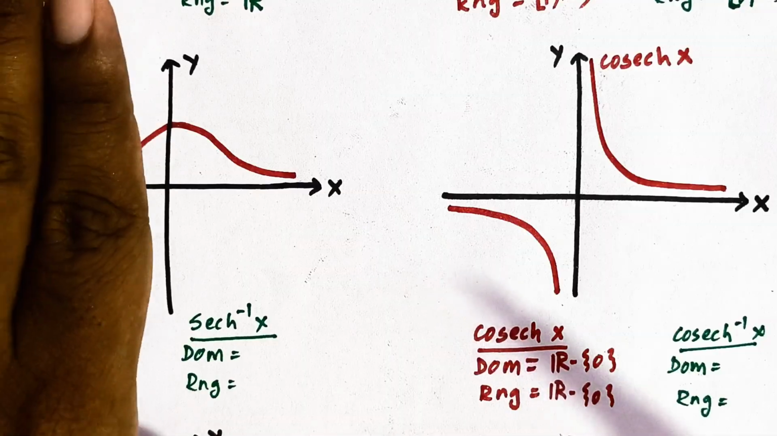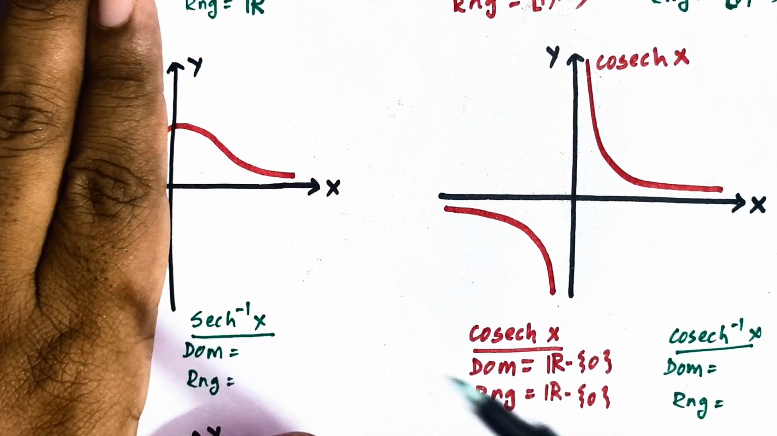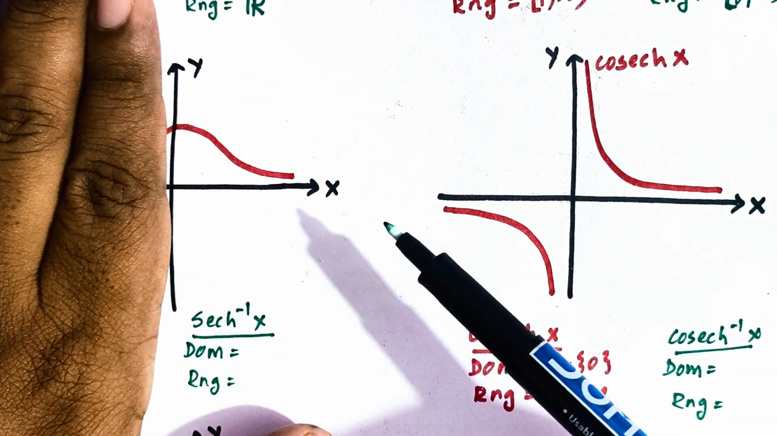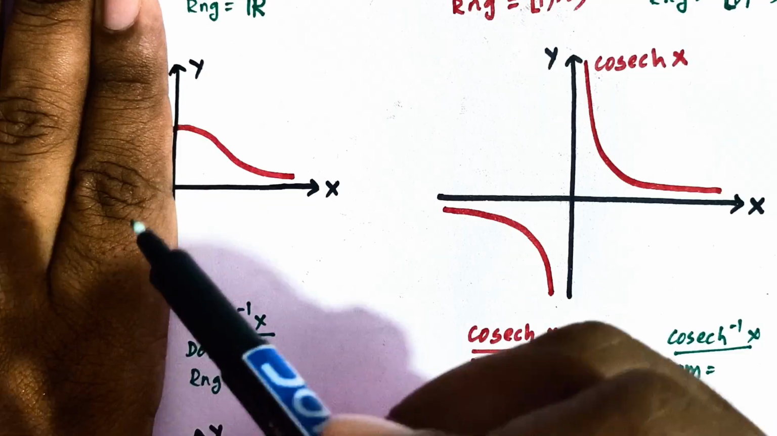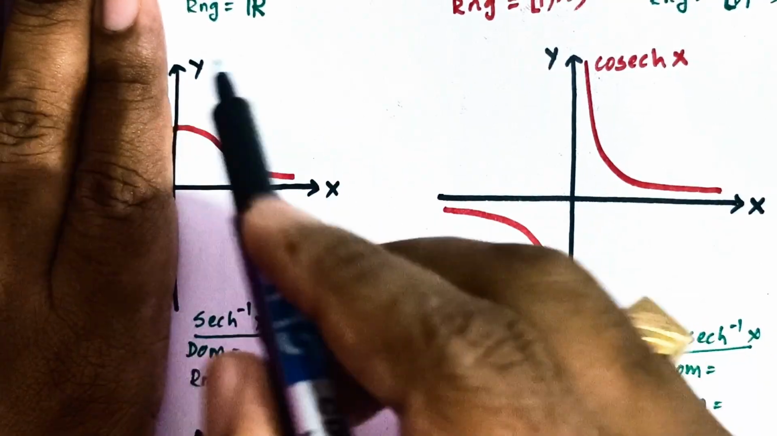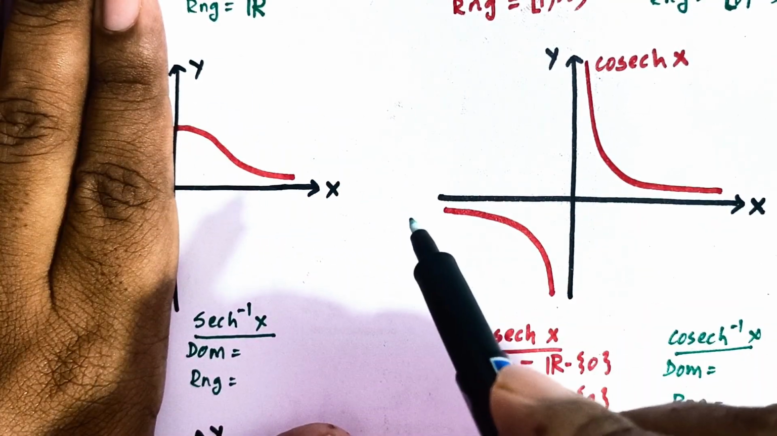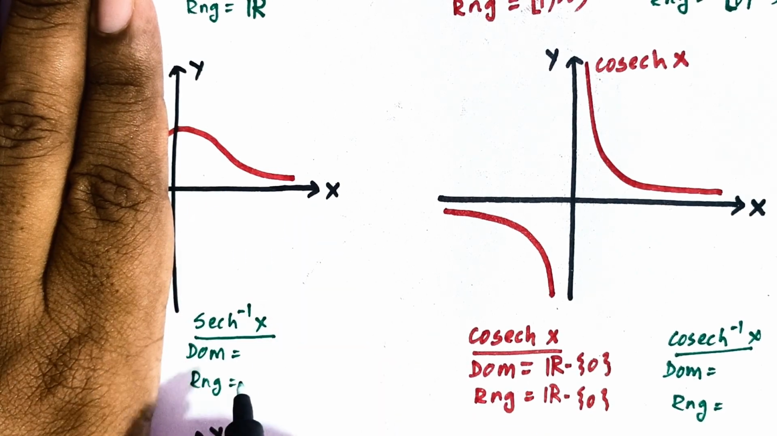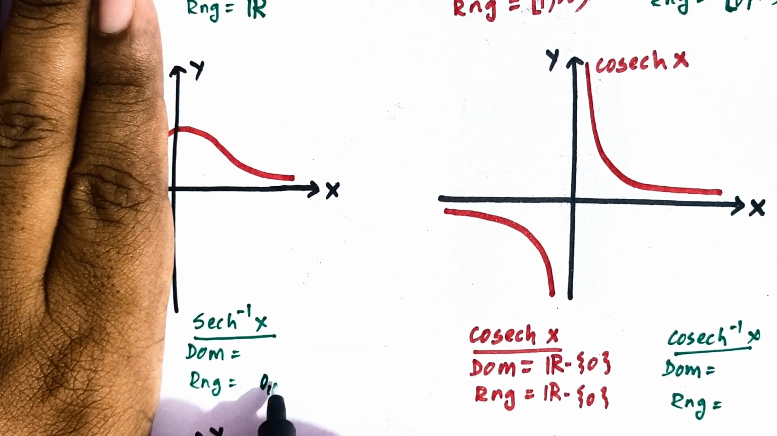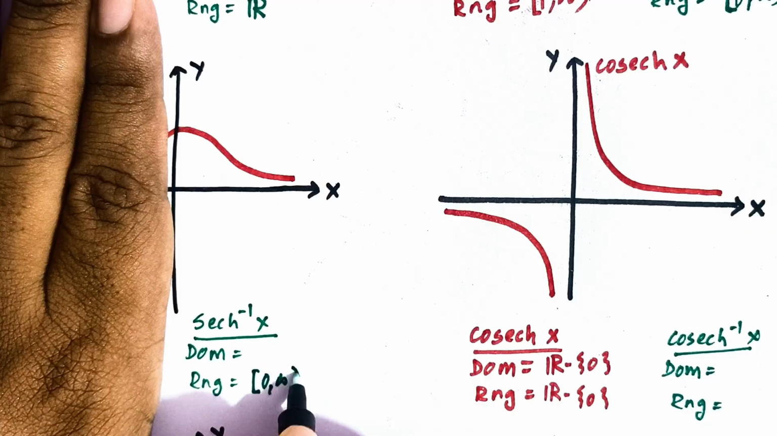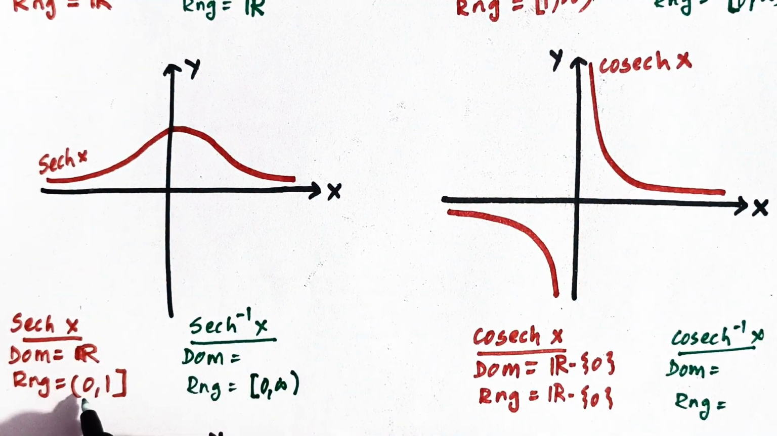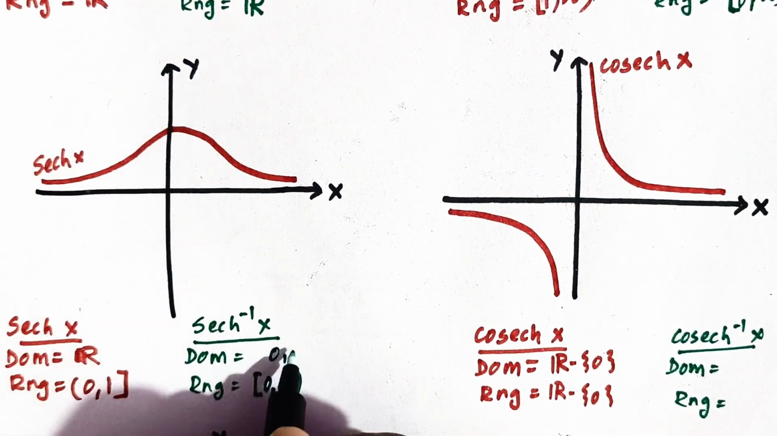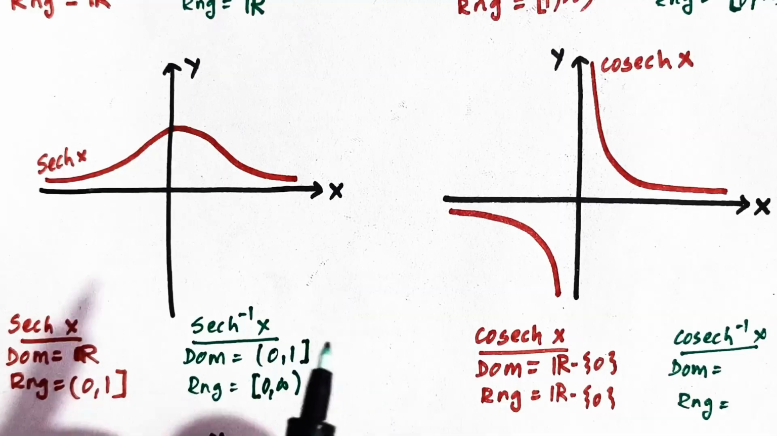So now here also we will restrict the domain from 0 to infinity. Then our function will be 1-1. So what is our restricted domain? 0 to infinity, that will be the range here, 0 up to infinity. What is the domain? The range of hyperbolic secant, that is 0 to 1. We are just swapping.